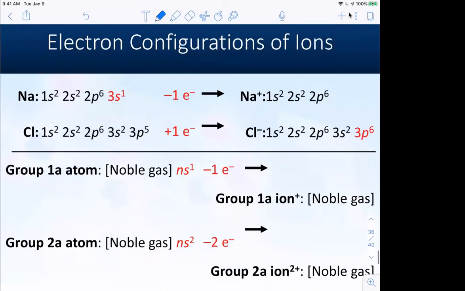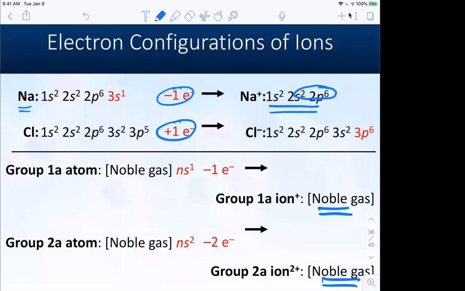Recall that, for example, sodium is a group 1A metal. It's going to lose an electron. It becomes like the nearest noble gas. Chlorine is going to gain an electron to become like the nearest noble gas, right? I want to fill that magic number 8, the octet rule. I want to get the same electron configuration as a noble gas.